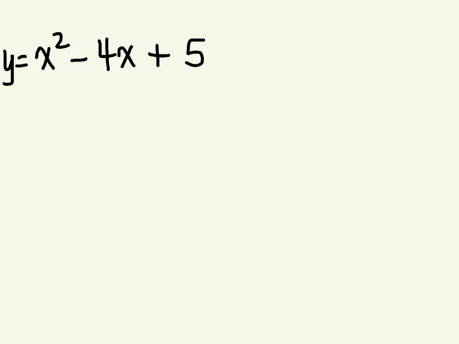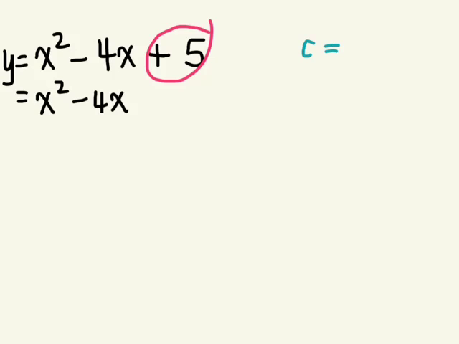Okay, so we're trying to create a perfect square trinomial. Is this a perfect square trinomial? No, that's not a perfect square. So what we want to do is create a perfect square. I want my C value to be a perfect square. How do you find C?